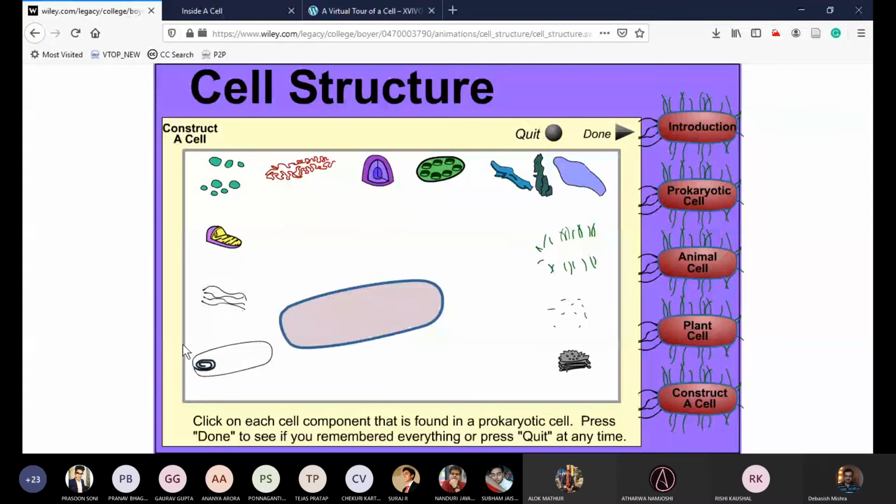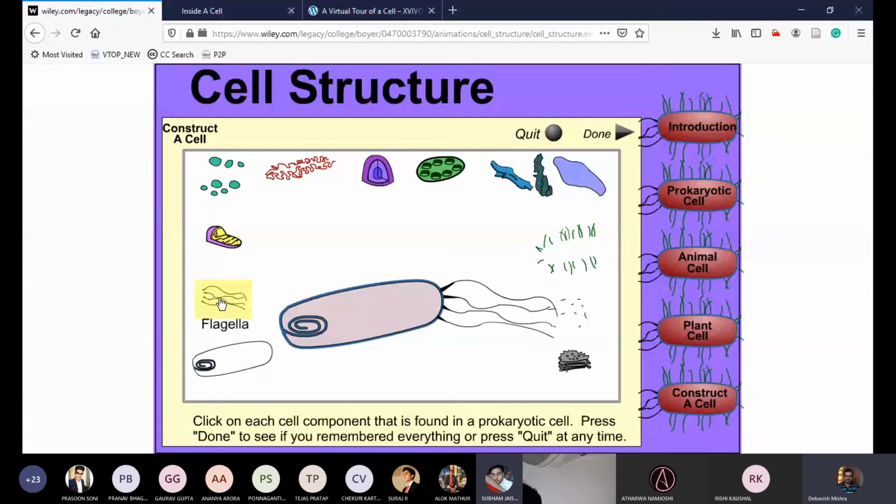Understood? So for a prokaryotic cell, that is a bacterial cell, can we take mesosome inside? Yes or no? Yes, let's take mesosome. Yes, it is fitting here. Can we take flagella? Yes, flagella got fit, not a problem.